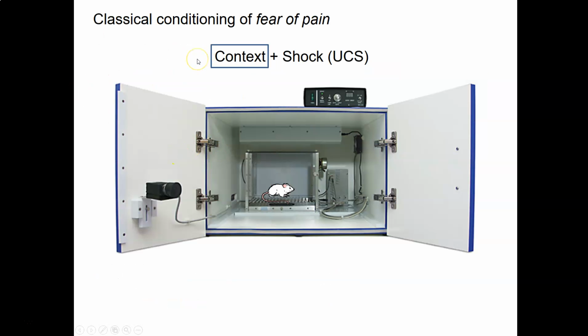So here's the general idea. There's a couple ways you can do this. You put a rat or a mouse in a box. There's an electrified grid here. Here's our little scared rat. Now, you can do it just by the context. And when I say context, I mean the shape of the cage, the box, all of this.